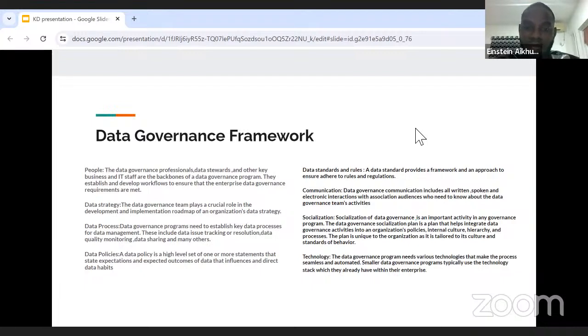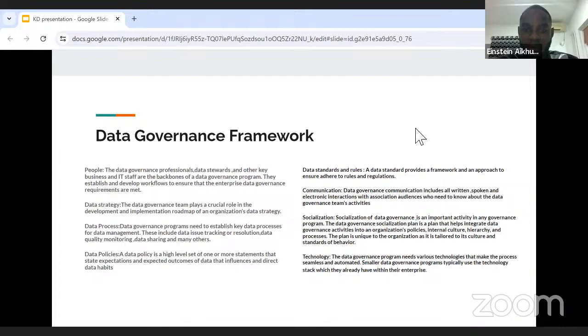Now, the next outline is communication. Data governance communication includes all written, spoken, and electronic interactions with audiences who need to know about the data governance team's activity. There must be good communication within the data governance team in order to know what is being carried out and what interactions and associations are being carried out in the data governance organization and team.